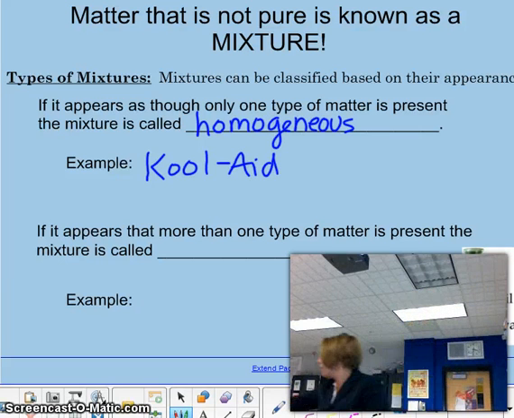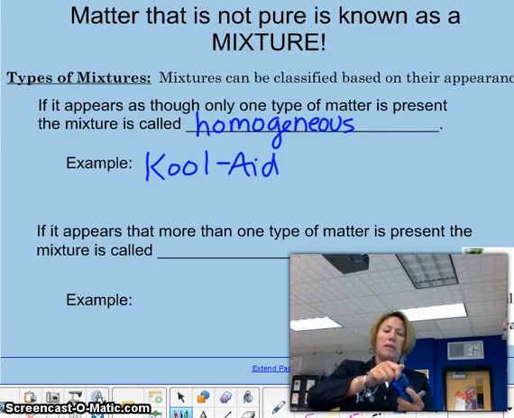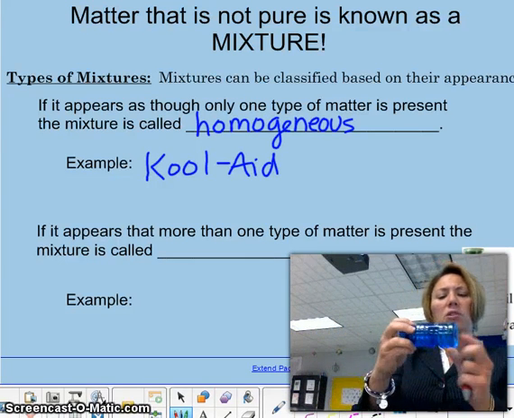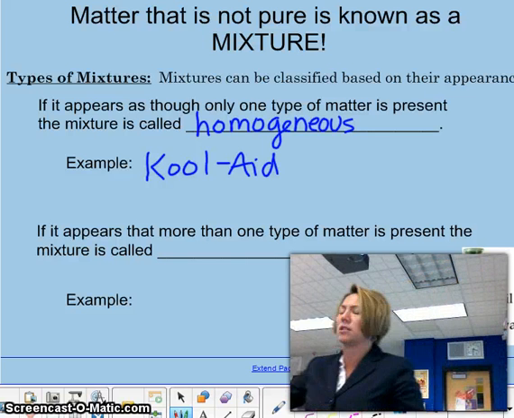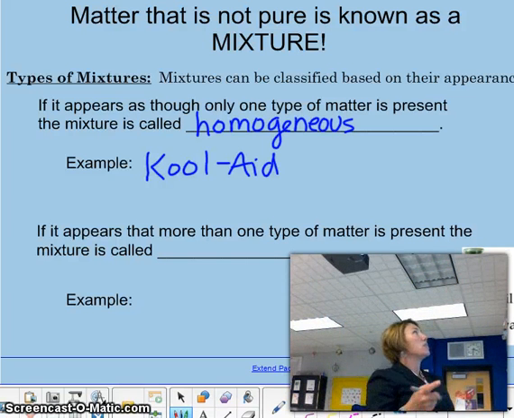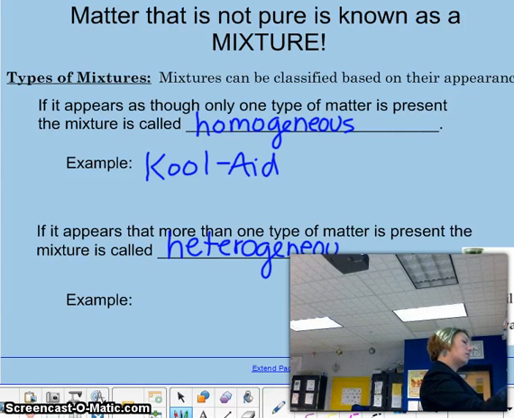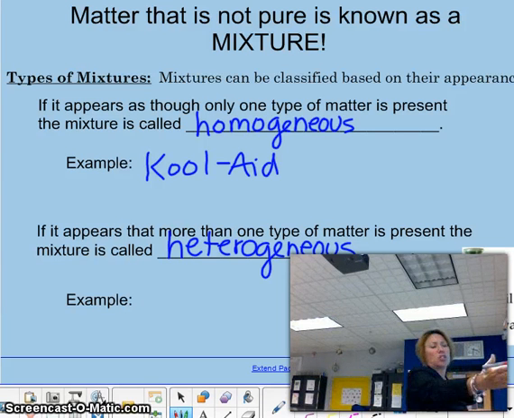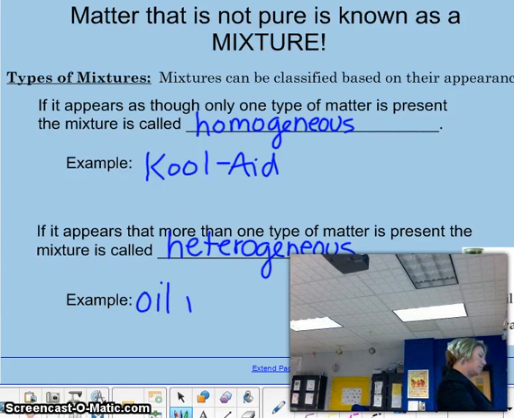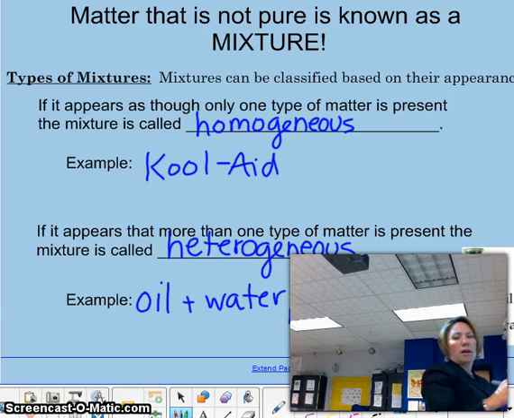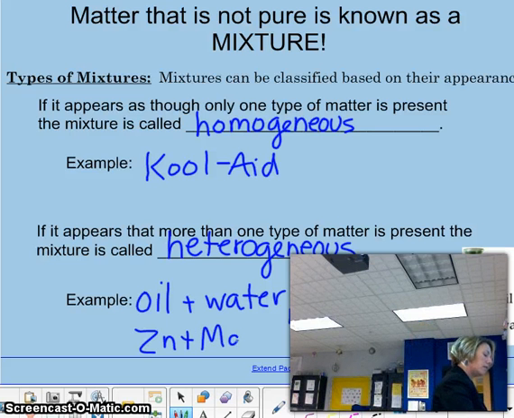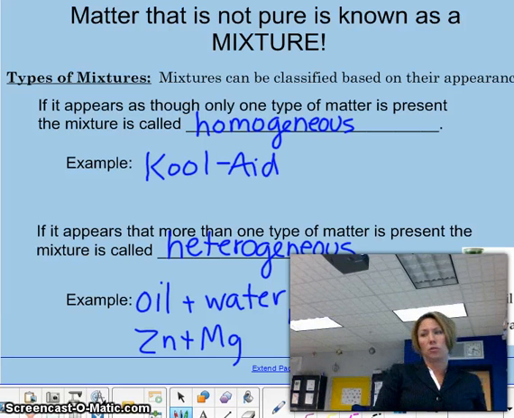Powerade. These bubbles, I have some bubbles over here. It's a mixture, soap and water and other things, but it only looks like one thing. It's homogeneous, okay? Matter that looks like more than one type is known as heterogeneous. And examples of heterogeneous mixed matter are oil and water, or soil. That when I had the zinc and the magnesium mixed together. Okay? Those are examples of heterogeneous mixtures.